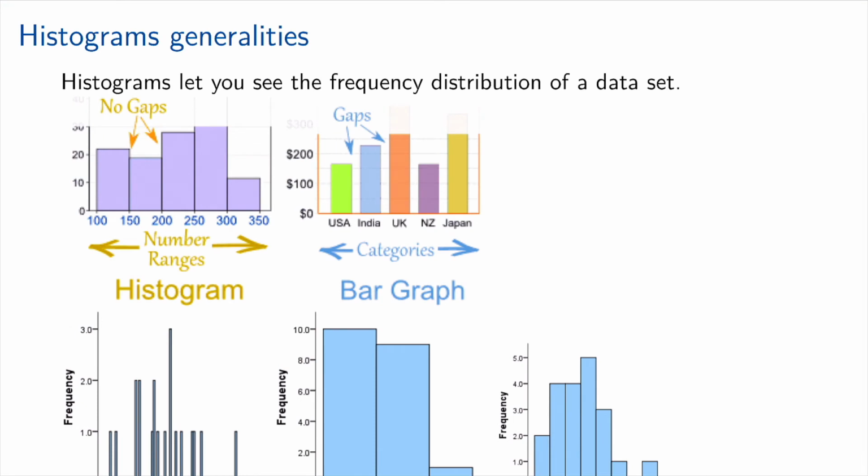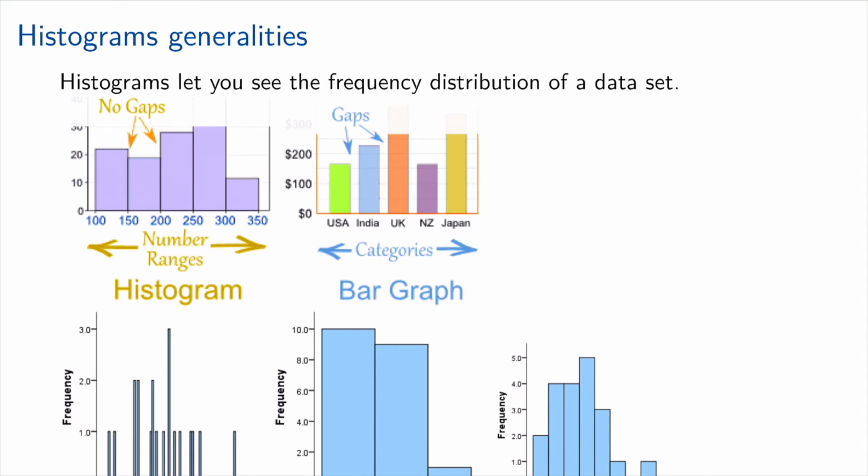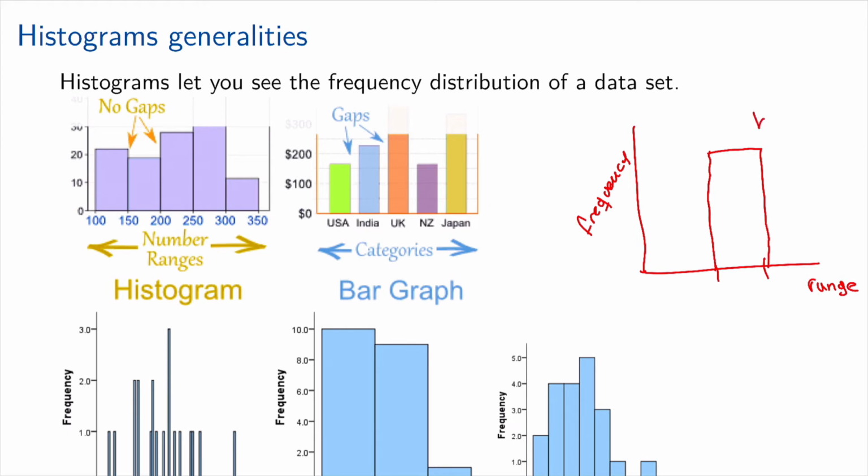Okay, so remember that we have our bins. So we have frequency on this side, and in this case we have a range. So this is the range value, and we have a rectangle, and that rectangle is called the bin, and usually the rectangle is full of color.